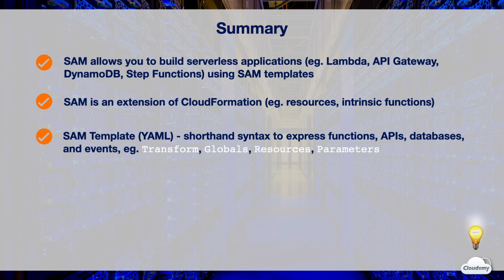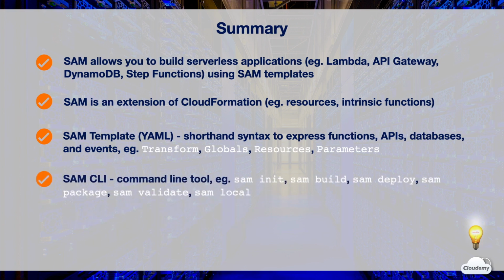The primary differences between SAM template and CloudFormation template are the transform, resources, parameters, and global sections. SAM CLI is a command line tool that enables you to easily develop and deploy your serverless applications. Common SAM commands include SAM init, SAM build, SAM package, SAM deploy, SAM validate, and SAM local.